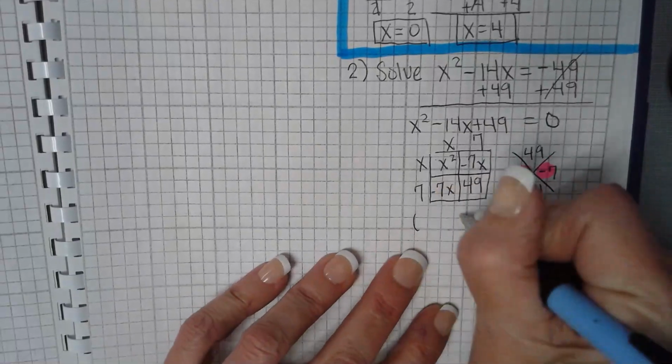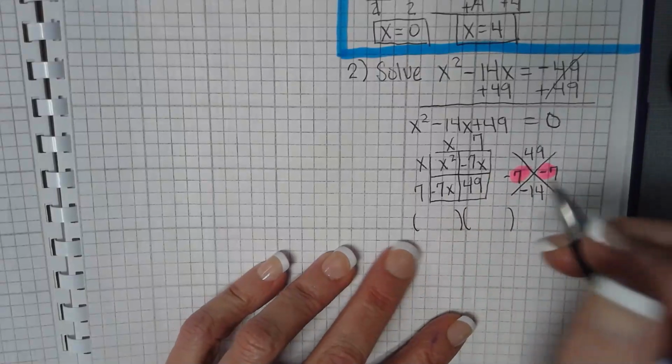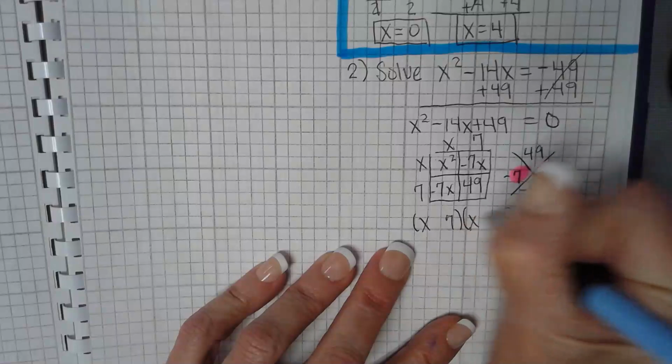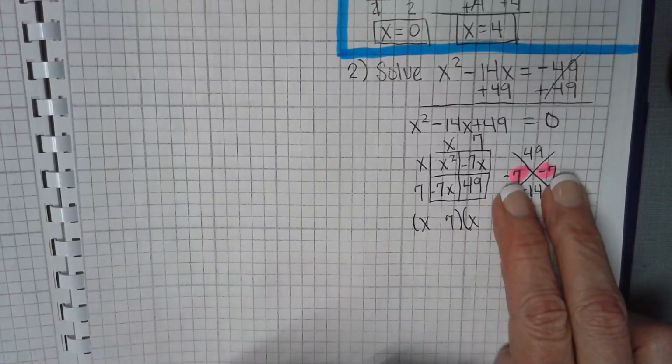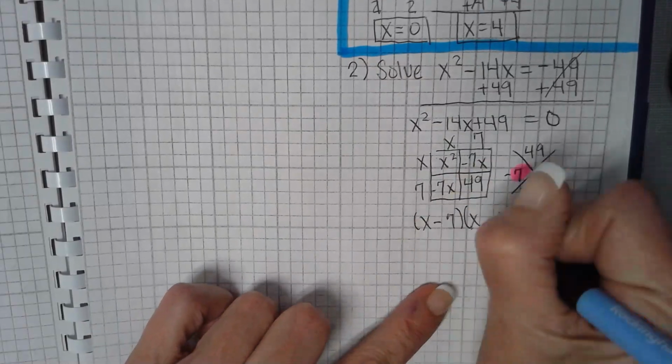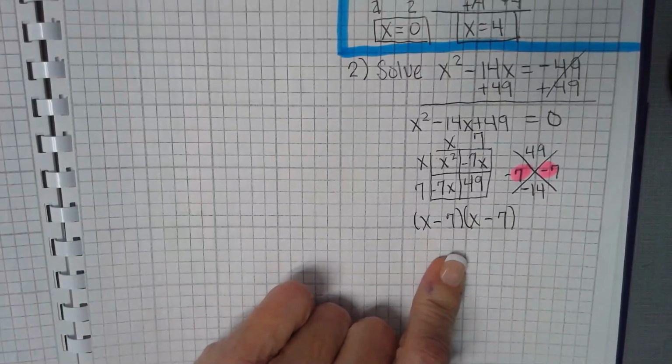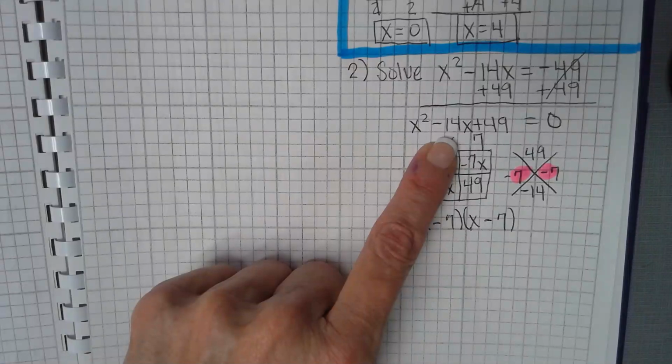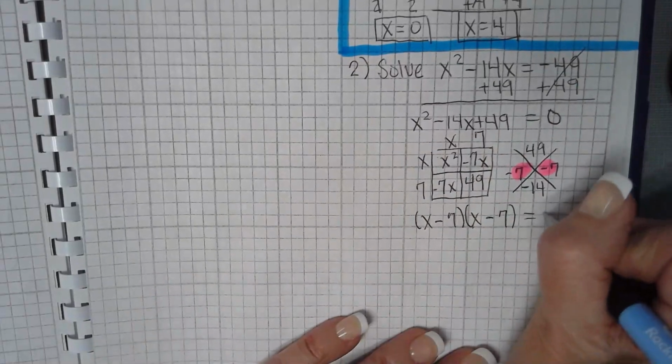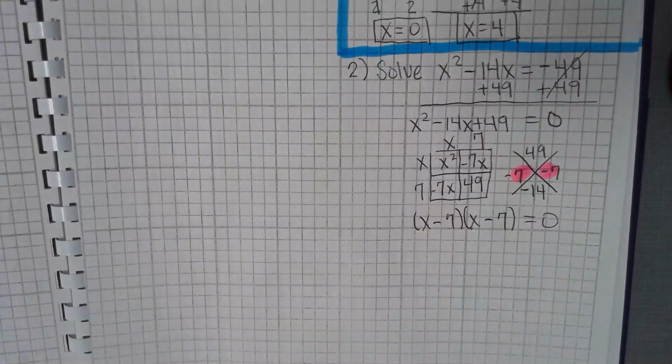Okay, so I'm going to set up my 2 parentheses. I've got an x and a 7 and an x and a 7, and I always look at my magic numbers to see what the signs are. They are both negative. And don't forget, this was an equation set equal to 0. So I have now factored. What is my last step? What is the last? Set each factor equal to 0 and solve it.